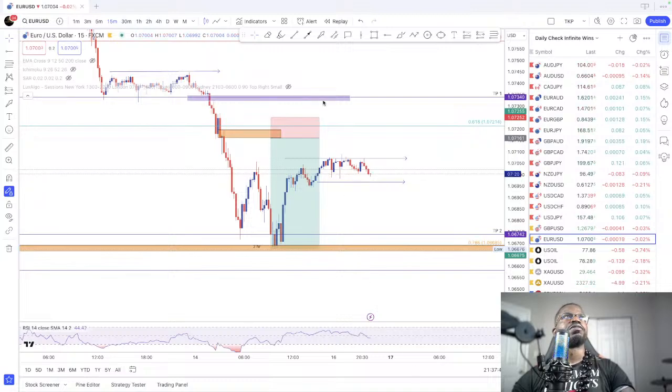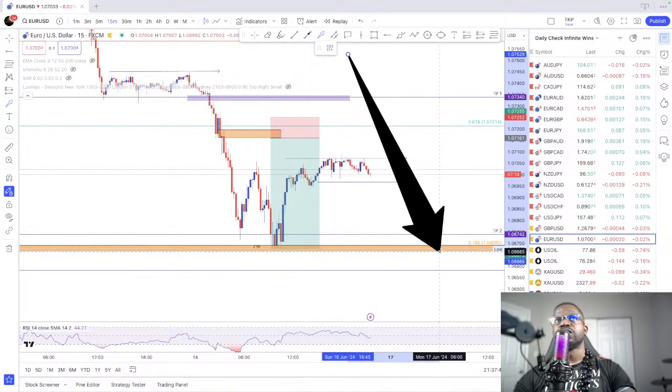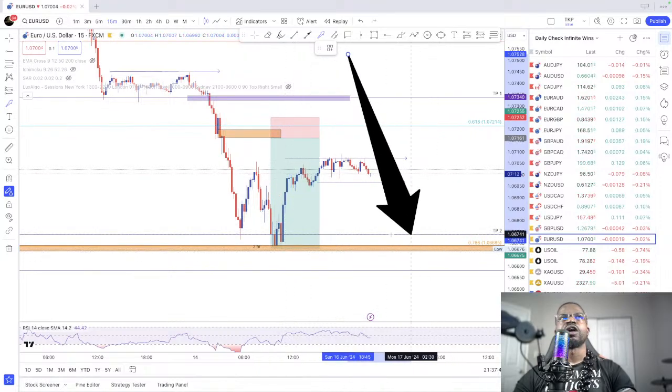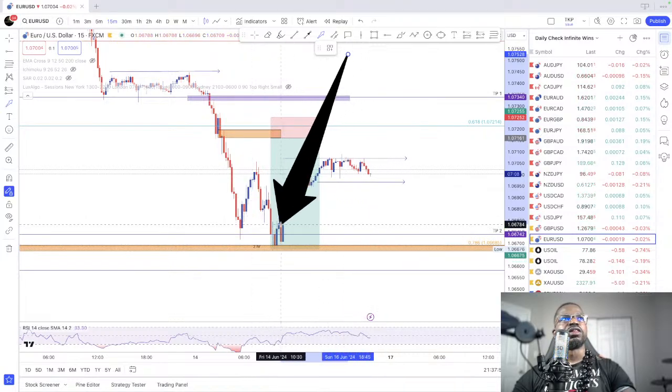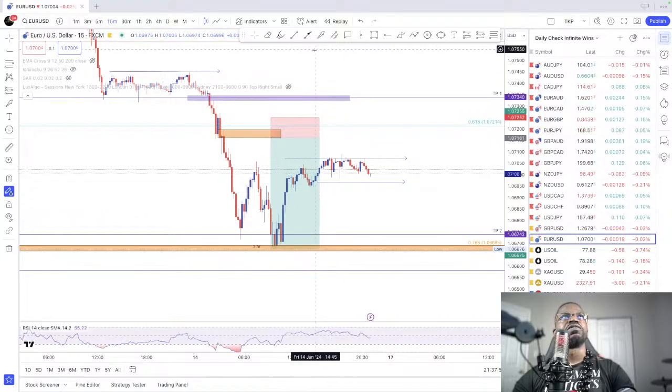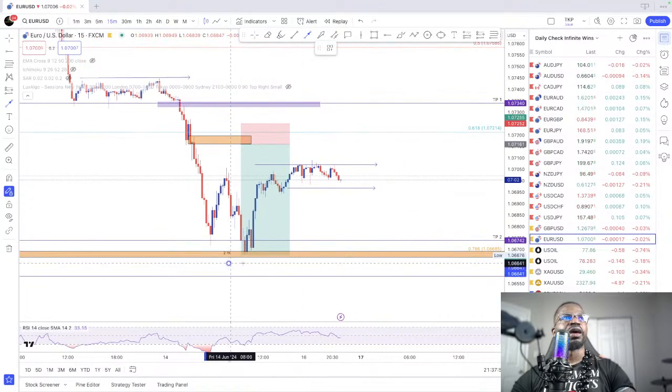We also have this double bottom right here. So we want to monitor this trade setup, TP Sniper, once we get to these lows, because this could be the beginning of a change in trend. Okay, so we have to keep in mind all of the possibilities.